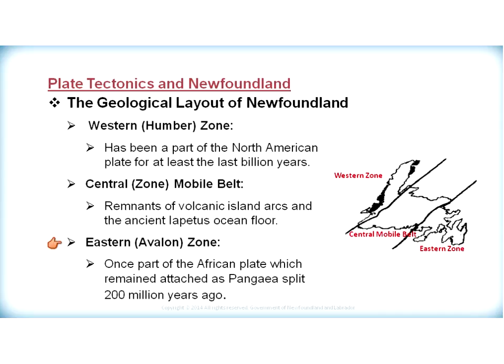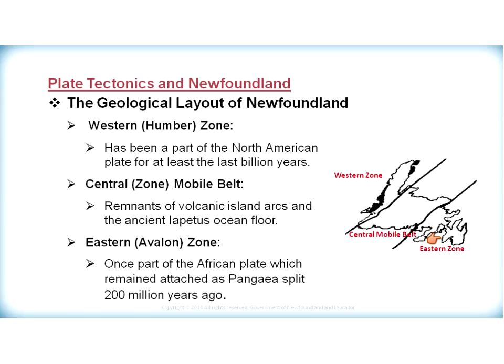The eastern portion of the island part of Newfoundland, called the Avalon Zone, was once a part of the African plate, which remained attached to the North American plate when Pangea split some 200 million years ago. So when we look at the geological layout of Newfoundland, we see the Western Zone, which is the remnant part of the North American plate that existed approximately 1 billion years ago. We see the central portion of Newfoundland, which is the Central Mobile Belt, and this was the ancient Iapetus Ocean.